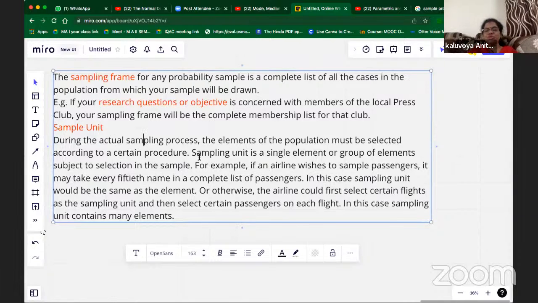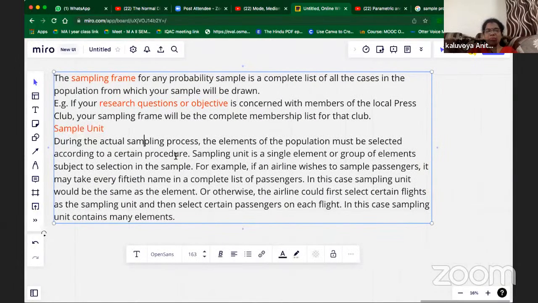Sample unit means how do you select this sample unit? Generally we don't do all these things, we just select a sample directly. Whoever falls into that category will fill in, but you should have knowledge of all these things so that you can be more specific and clear. During the actual sampling process, the elements of a population must be selected according to a certain procedure. As I told you, the procedure is important. So a sampling unit is a single element or a group of subjects to select the sample.